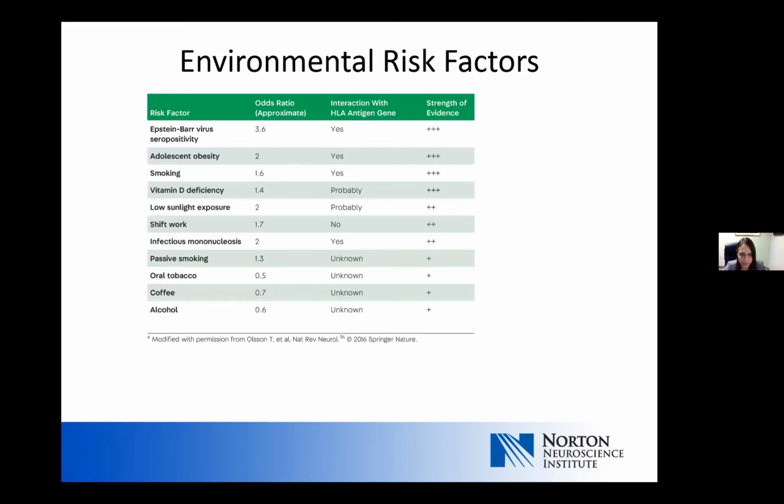In terms of environmental risk factors, here are some of the more well-known ones like Epstein-Barr virus. We know patients who have been exposed to the Epstein-Barr virus or had infectious mononucleosis are at increased risk for developing multiple sclerosis. Things like vitamin D deficiency and low sunlight exposure have been well defined as well. We also know that adolescent obesity may increase the risk of a person getting multiple sclerosis, as does smoking.